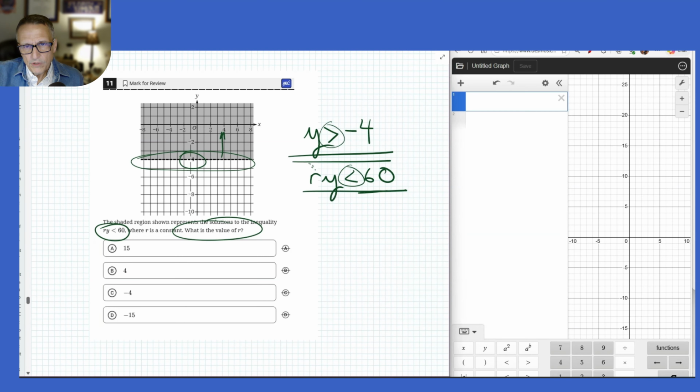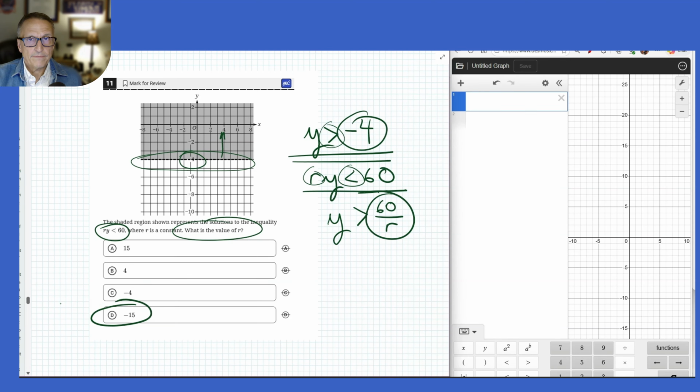So that if that is a negative number and you divide both sides by r, you will get y is greater than 60 over r, and it needs to be a -4, so you can see that it's going to have to be a -15. So I think the most often wrong answer chosen was the 15. No, you have to flip that inequality, and that's going to happen by using a negative value for r.